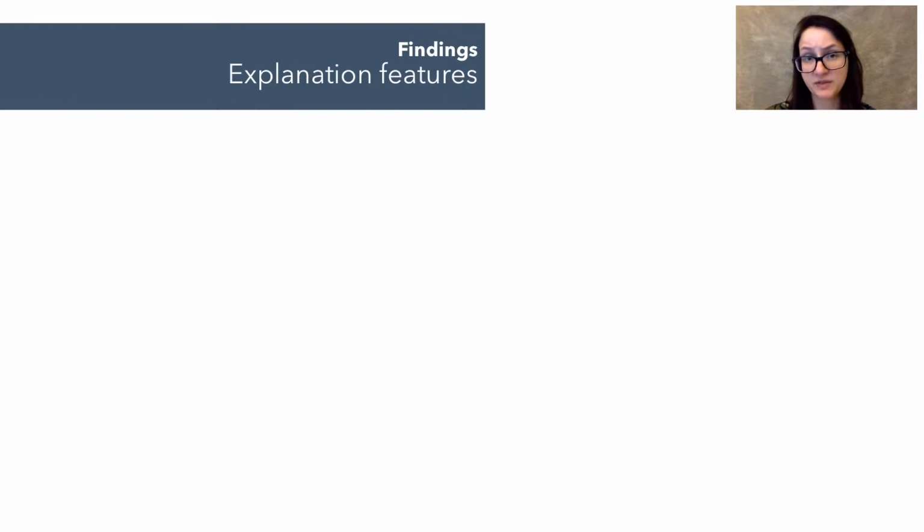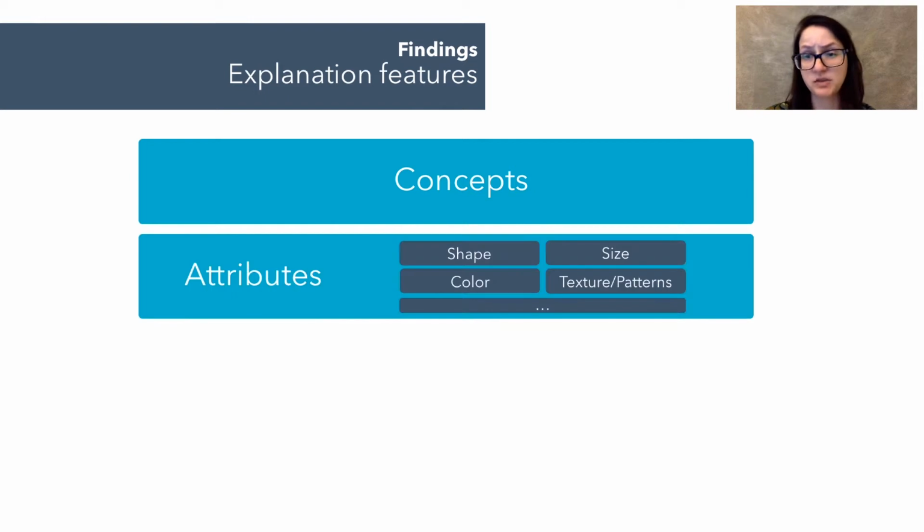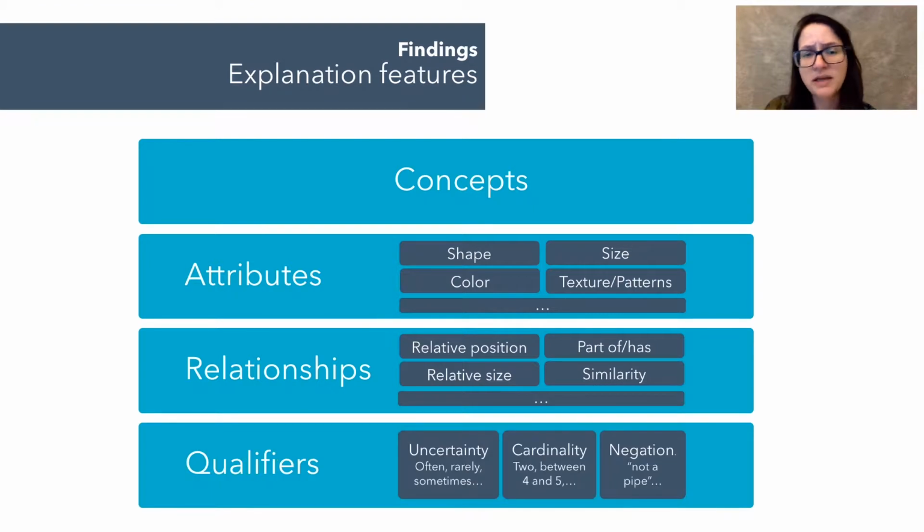We also identified a few building blocks for explanations, including concepts, or anything in an image that can be outlined, attributes, which are properties of the things you outline like shape, color, size, relationships on the interplay of two or more concepts, and something we call qualifiers, which modulate the meaning of other building blocks in different ways, such as an indicator of uncertainty or frequency, cardinality constraints, and so on.